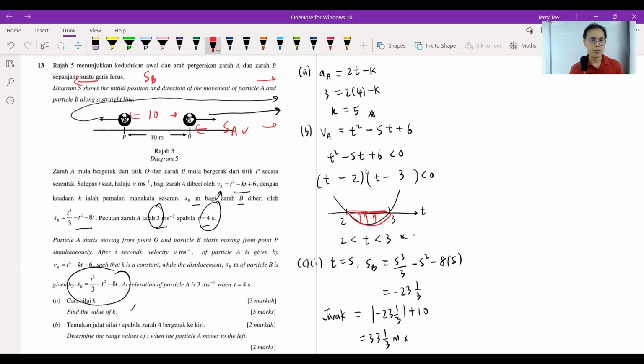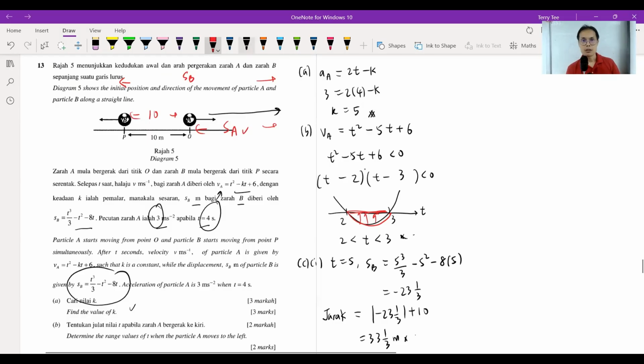Okay, maybe because B is measured, or the sasaran is measured from this point, maybe I put it here. So it's easier to understand. Whatever B travels to the right is equal to whatever A travels to the right plus the 10 meter. So from that point onwards, it will start to overtake or memotong zarah A.